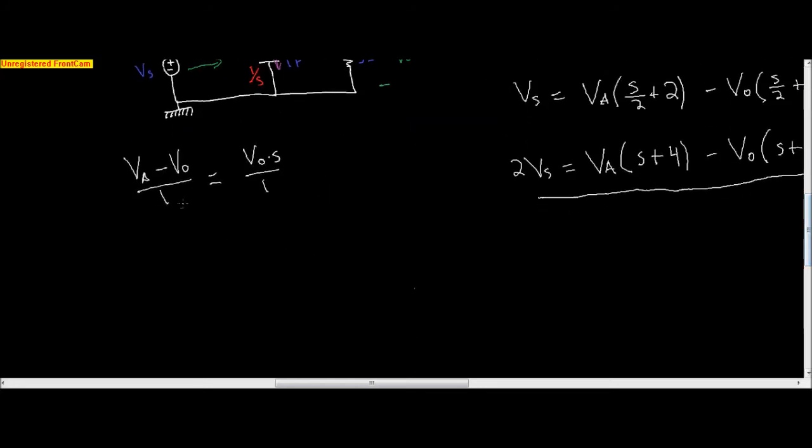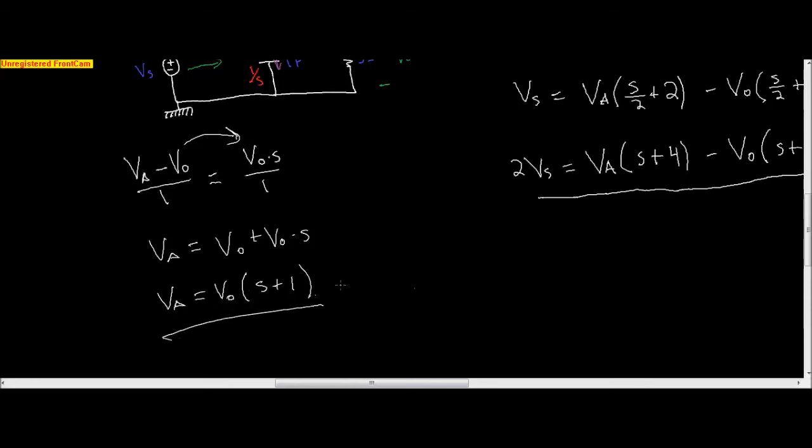I'm going to move VO to the other side. This will become VA equals VO plus VO times S. We can take out VO. This will be S plus 1. This will equal VA. So now we can take this term and substitute it in for VA right there.